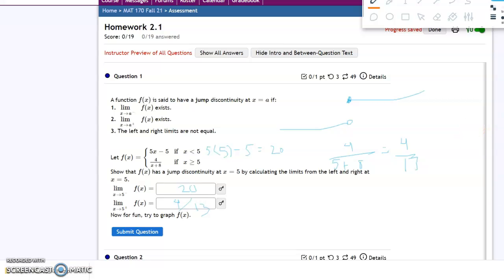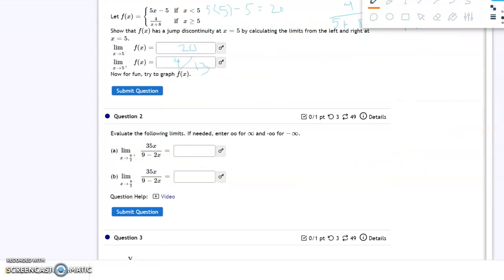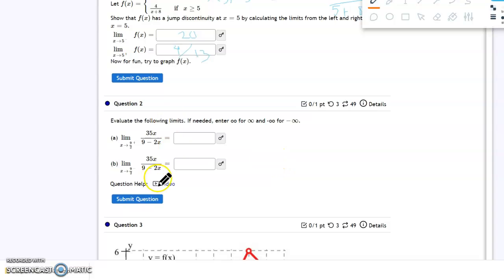Okay, so let's go to number 2. We want to evaluate these limits, and we're going to enter infinity or negative infinity using 2 zeros apparently to get our infinity and negative infinity. Now, we want to find the limit as we approach 9/2 from the right of this function. If we try to plug 9/2 into the bottom here, it's going to give us 0 in the denominator. So we can't do that.